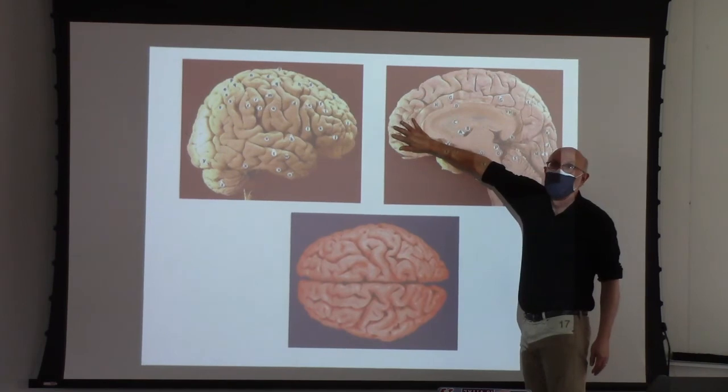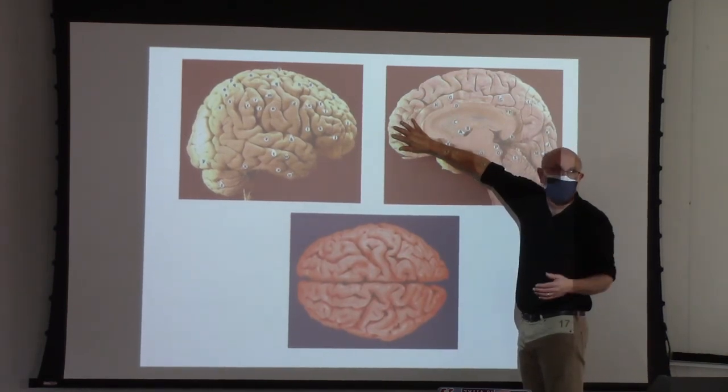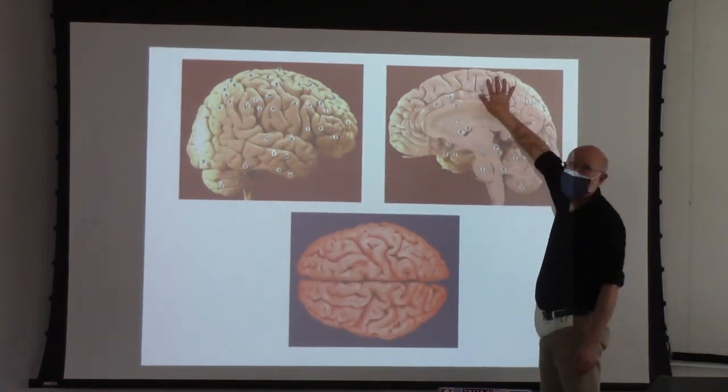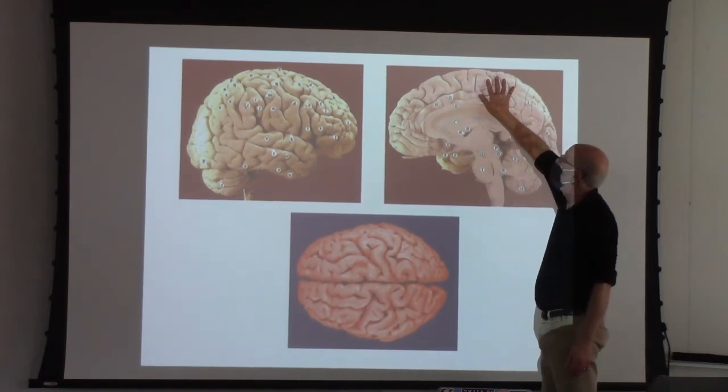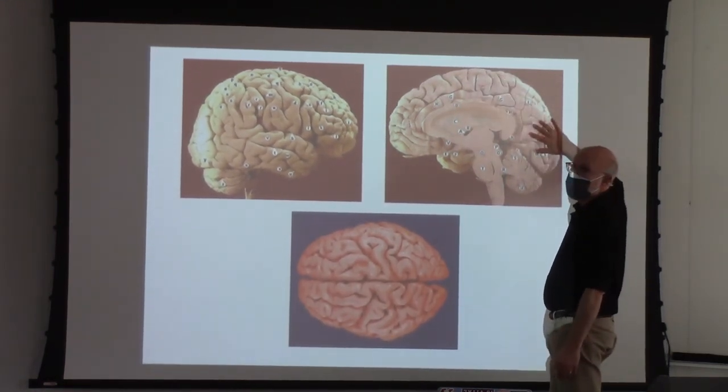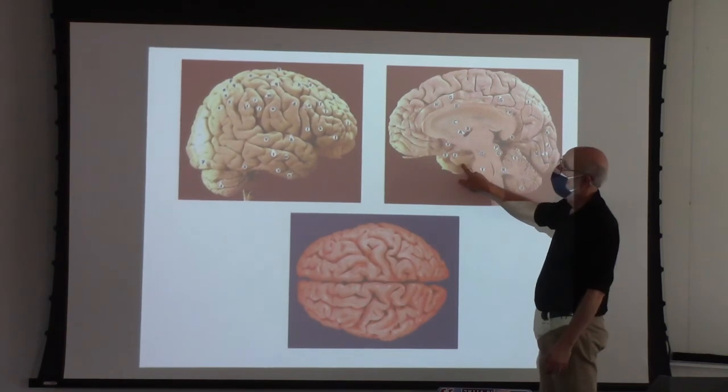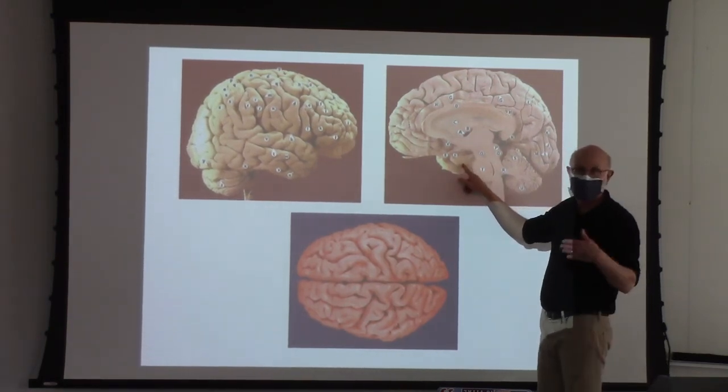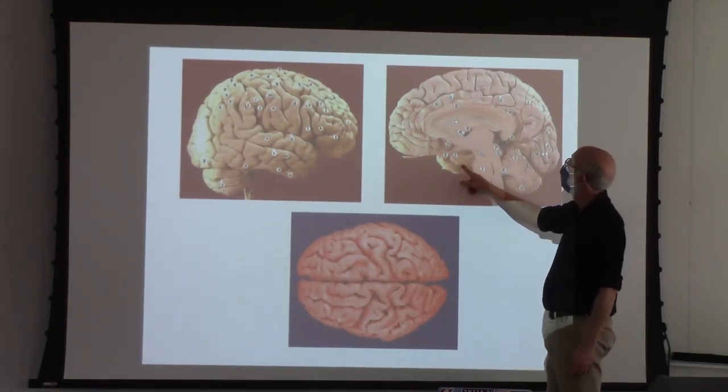What lobe? Frontal lobe. What lobe? Parietal lobe. What lobe? Occipital lobe. What lobe? Temporal lobe. We're seeing the inside of the temporal lobe.